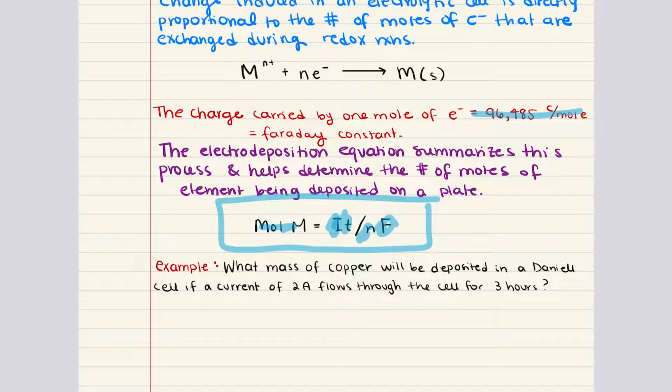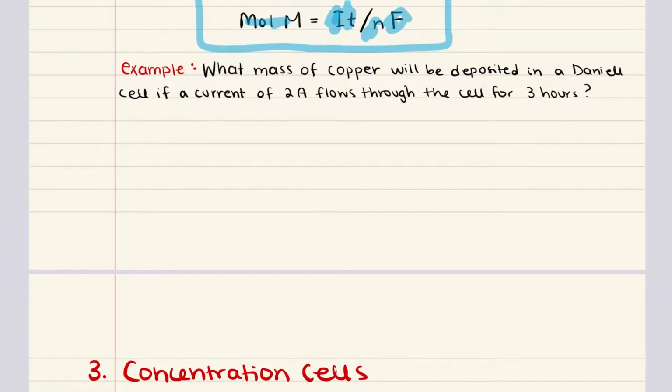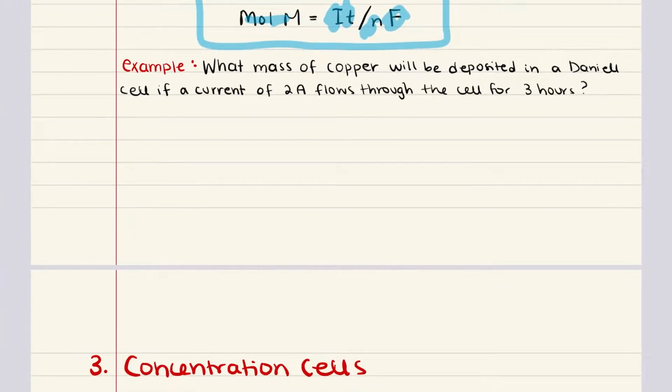Now, the best way to understand this equation and how to use it is to jump into a practice problem. This example asks what mass of copper will be deposited in a Daniell cell if a current of 2 amperes flows through the cell for 3 hours. To solve this problem, we're going to use our electrodeposition equation because it helps us determine the number of moles of element being deposited on a plate. And once we figure that out for copper, we can then convert it to mass.